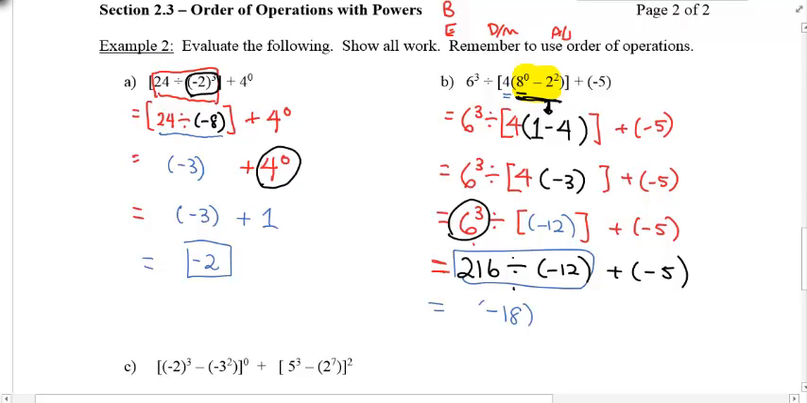I'm going to put the bracket in front just to help us identify this as a negative number. And so now I have negative 18 plus negative 5. And if I add those together, you get negative 23. Woo! That was tough.